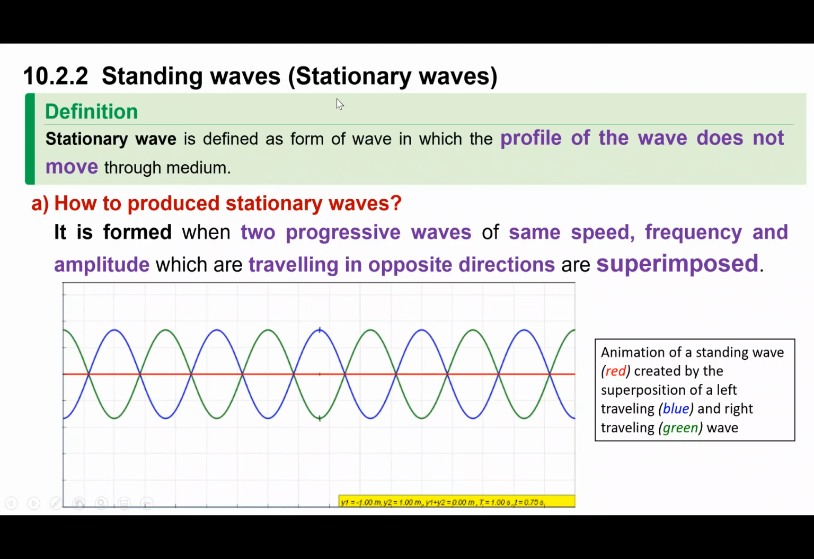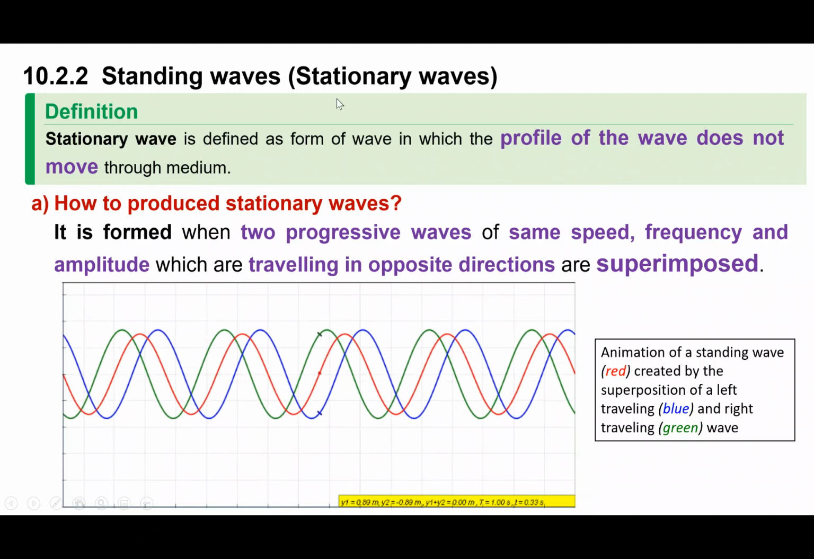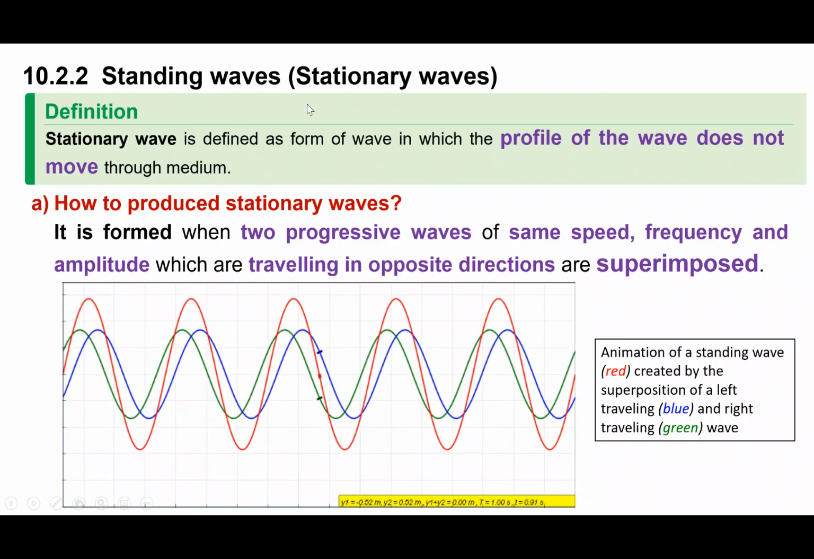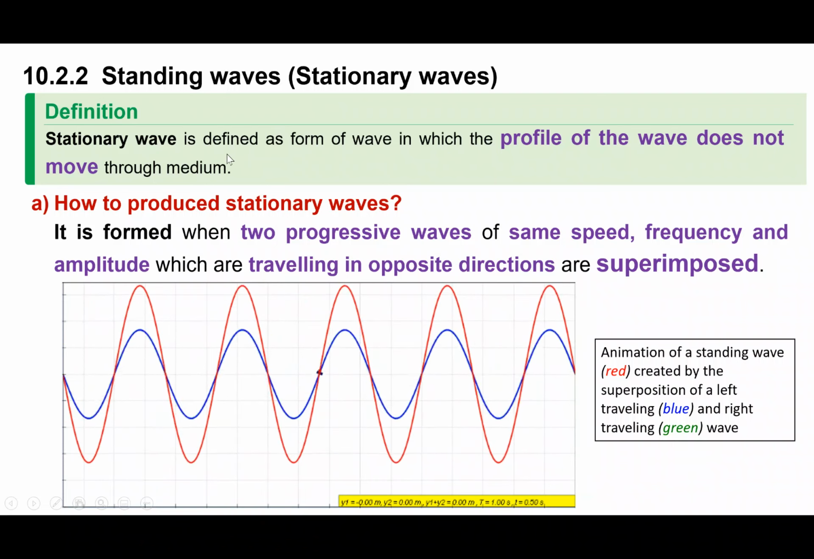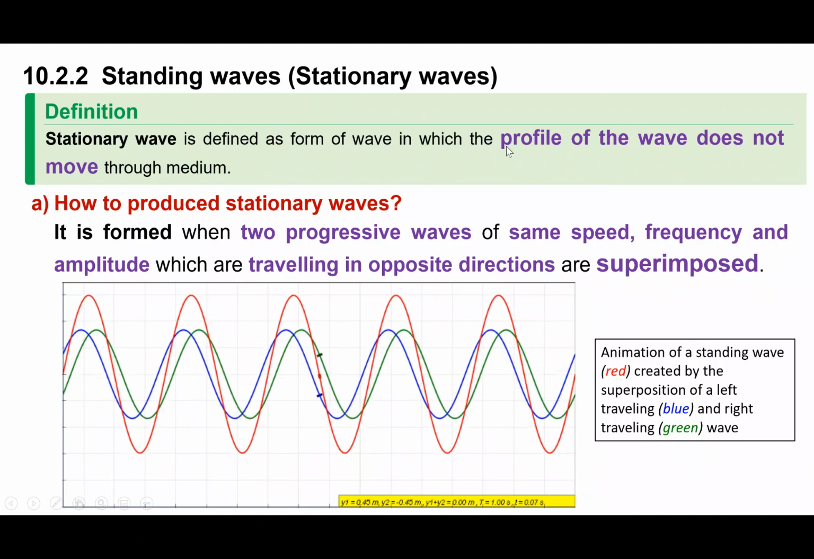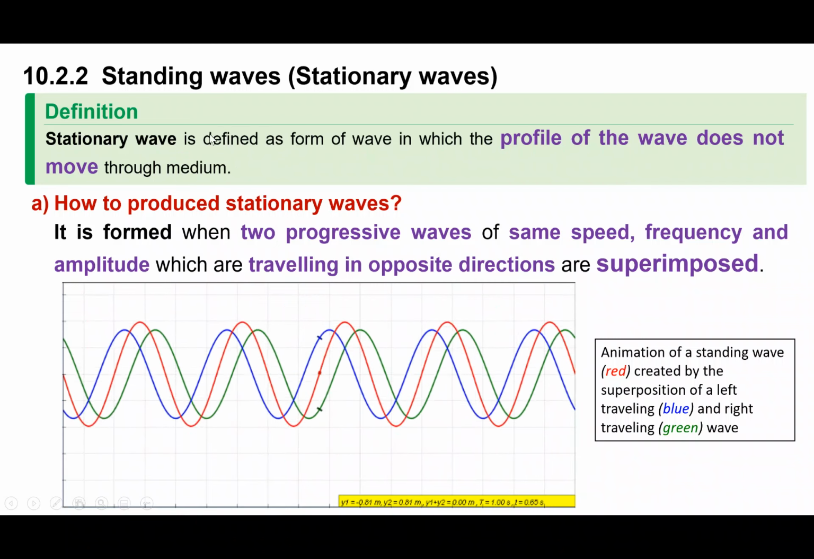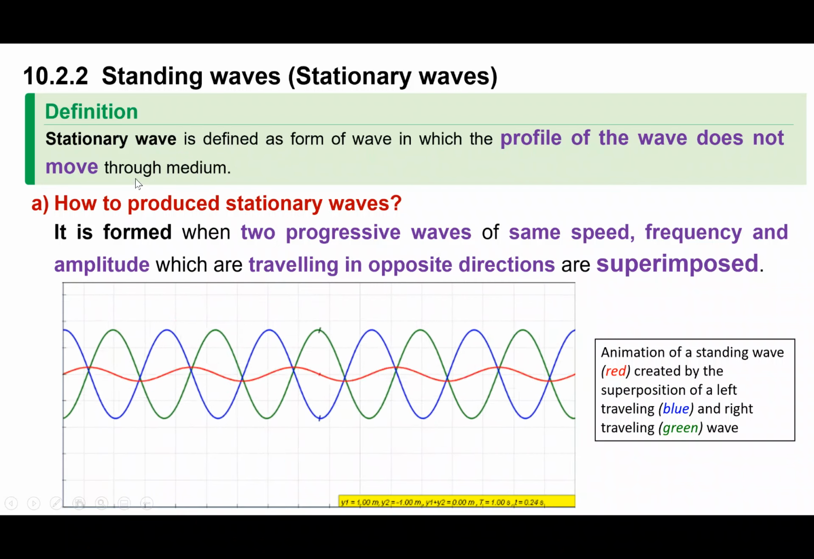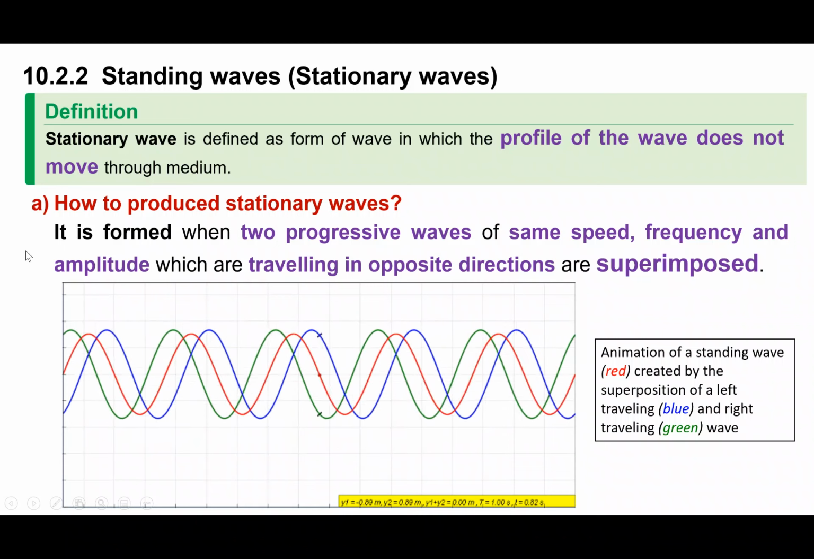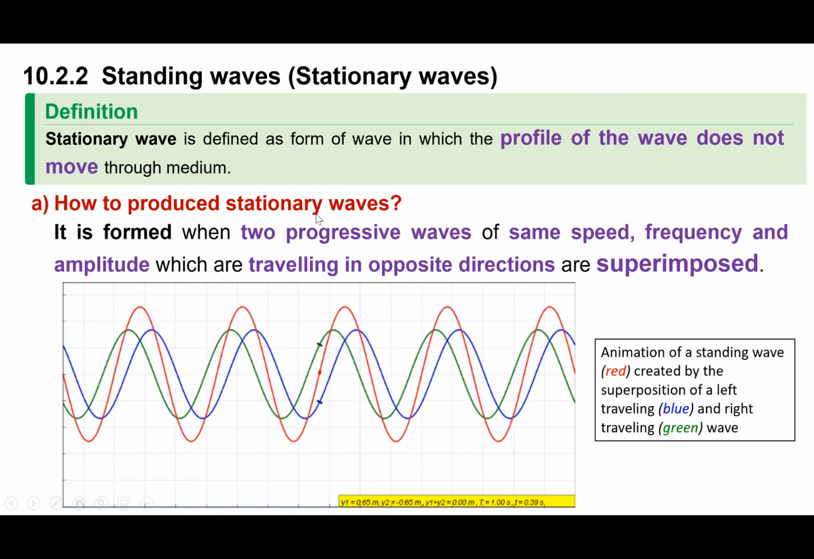Okay, bila you tengok dia punya nama, stationary. So what is meant by stationary? Okay, a stationary wave is defined as the form of the wave in which the profile of the wave does not move through the medium. Dia tak bergerak actually. Dia tak travel.